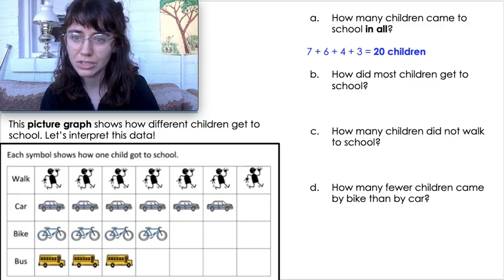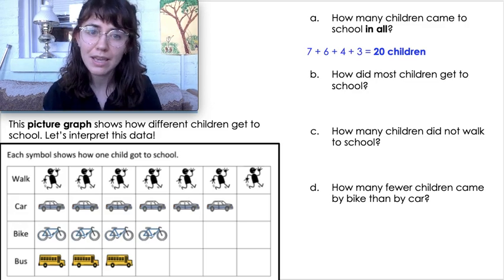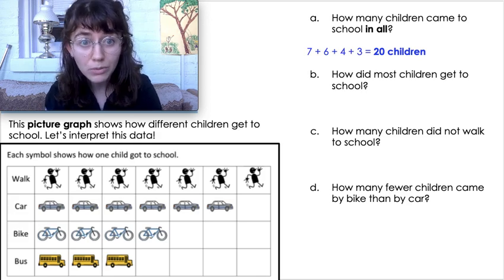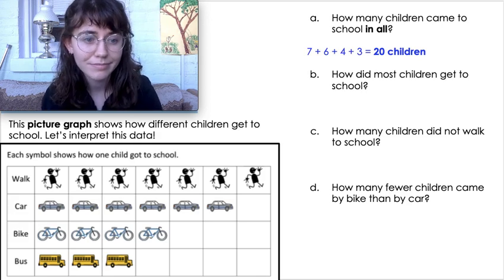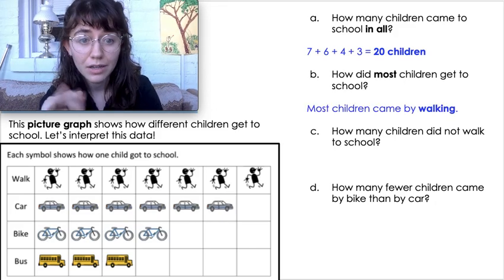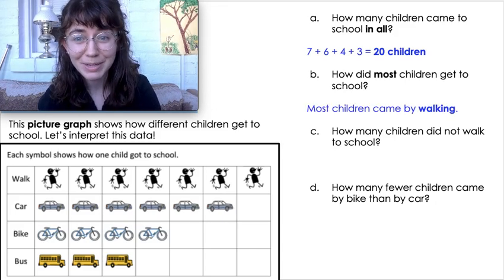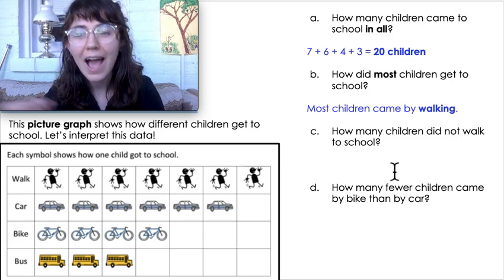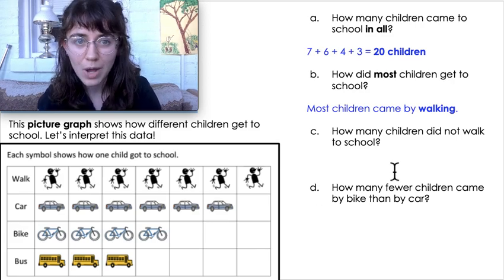How did most children get to school? Write down B and then write down the way that most children got to school. If you wrote down that they walked or they did walking, you're right, that's the most. Now C, how many children did not walk to school?